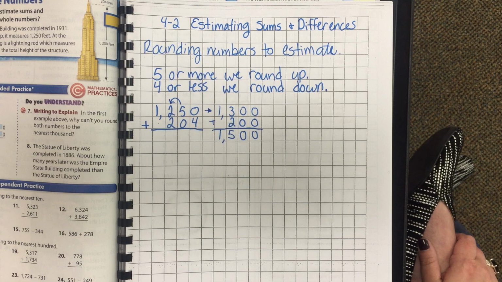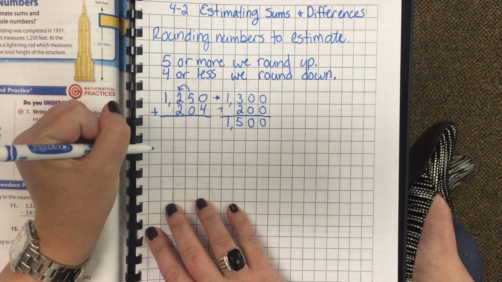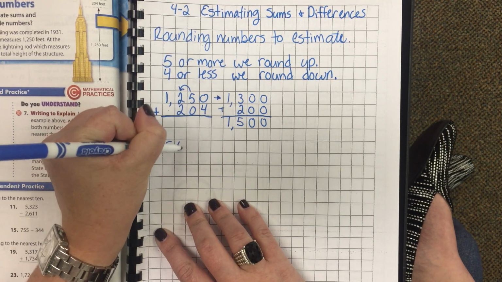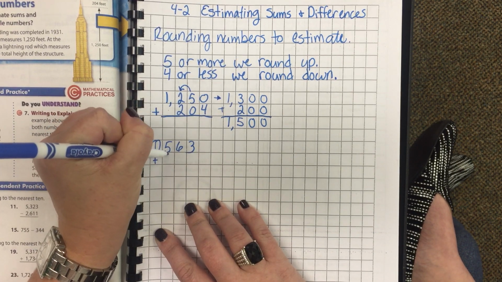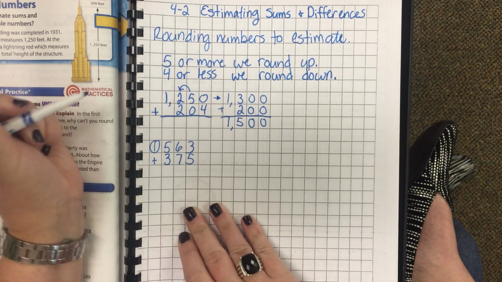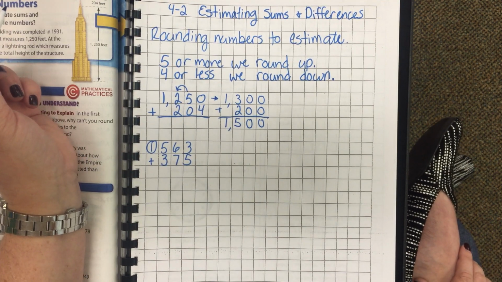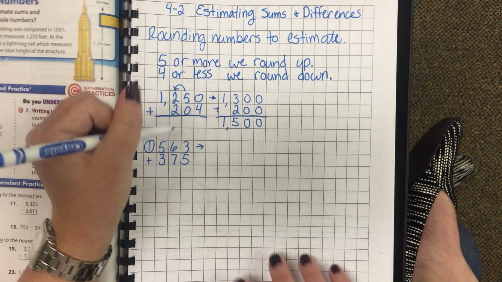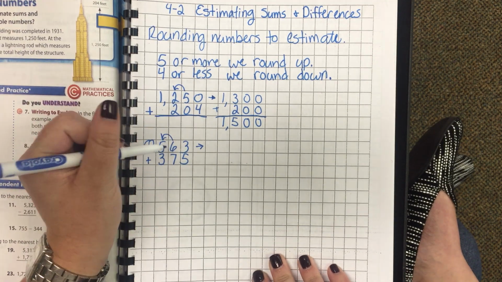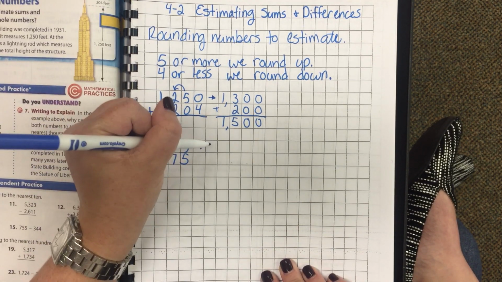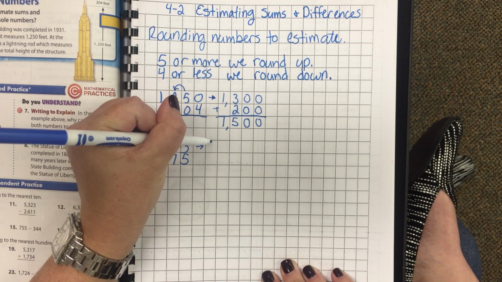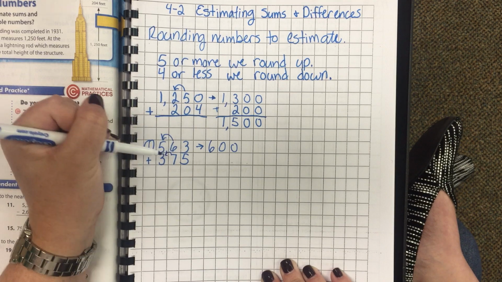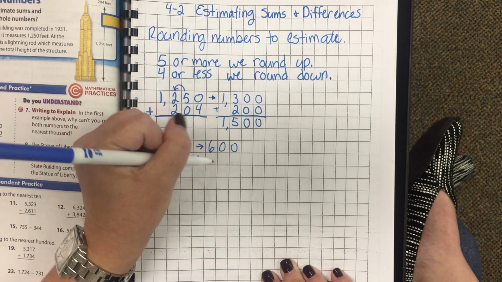So if I'm looking at number 1, where it is asking me to add 563 plus 375, I'm going to round these to the nearest 100. That 6 is going to change the 5. So 563 gets rounded to 600. And 375, that 7 is going to change the 3. So 375 becomes 400.